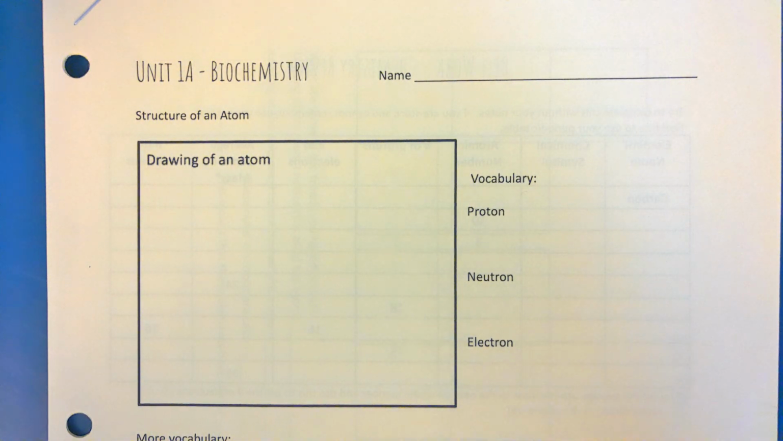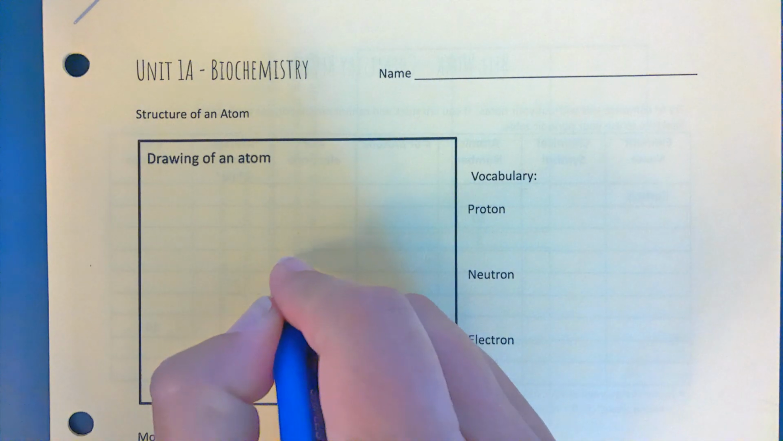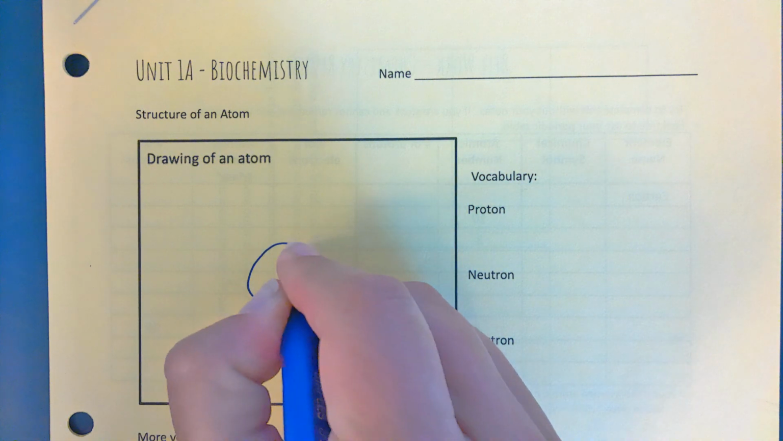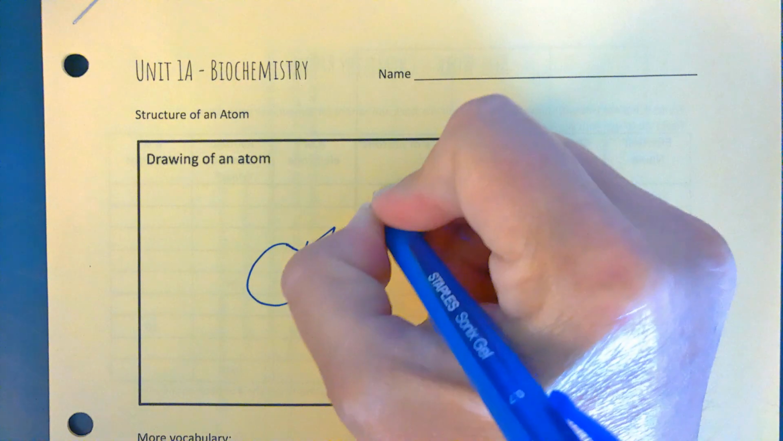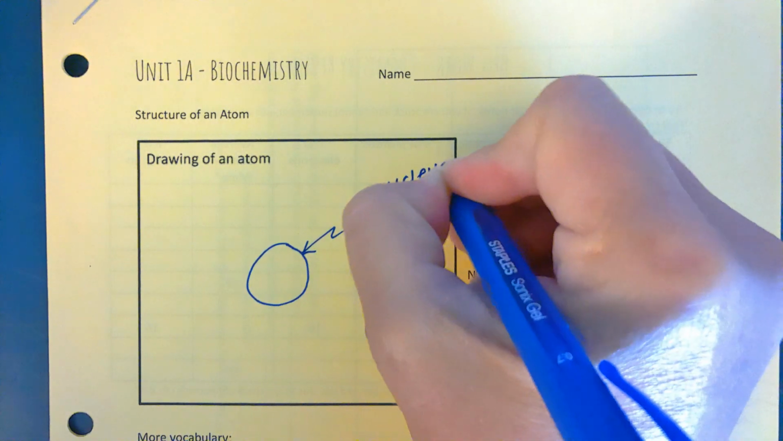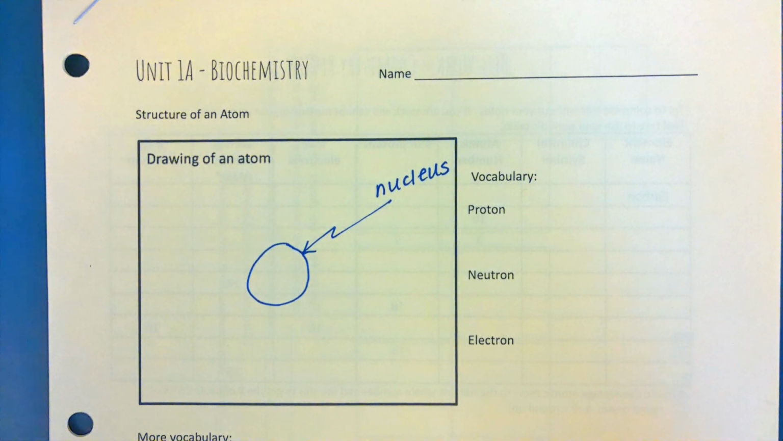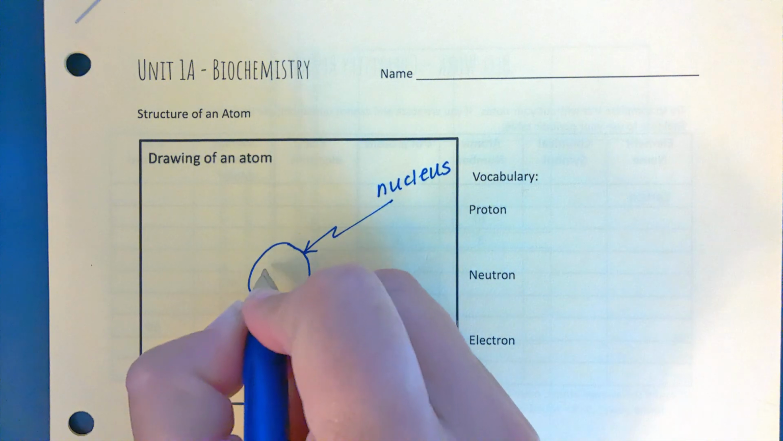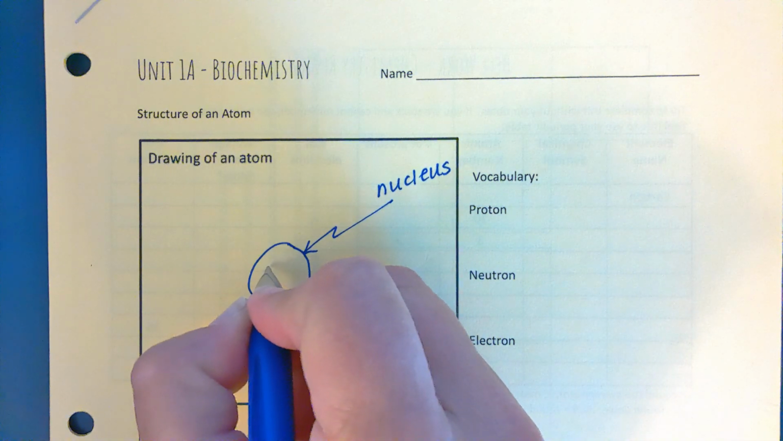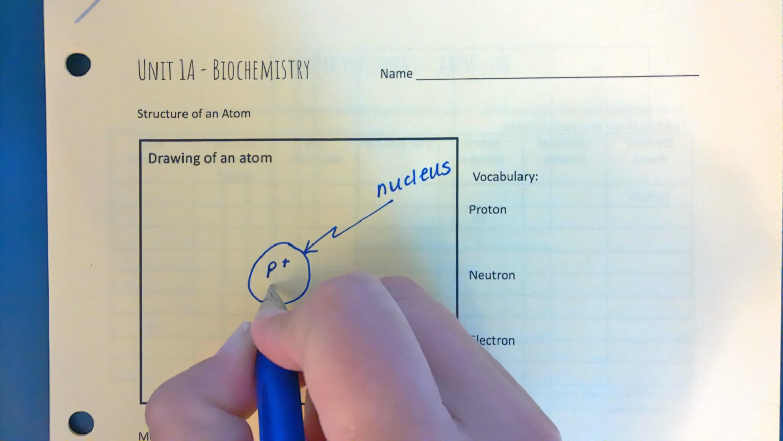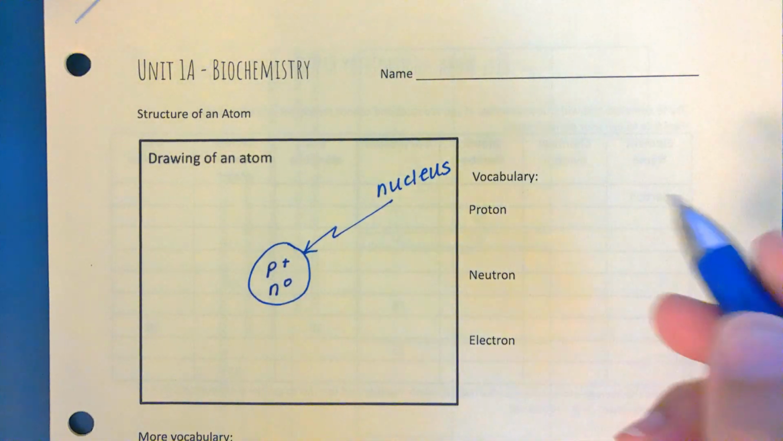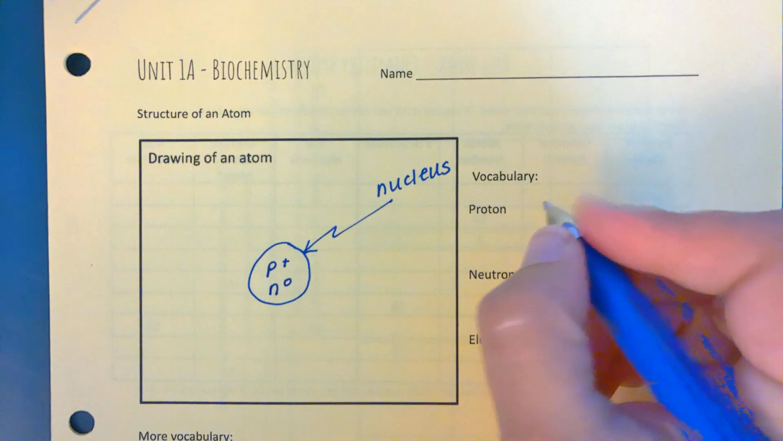and talk about some important vocabulary. So first, in your picture area, we're going to draw what's called the nucleus. I'm going to go ahead and label that nucleus. That is at the center point of the atom, and inside the nucleus we have two subatomic particles. We have protons and we have neutrons. And over here for our vocabulary, let's talk about that.